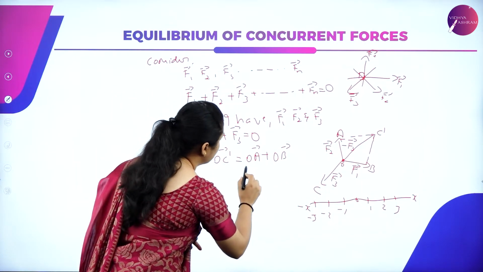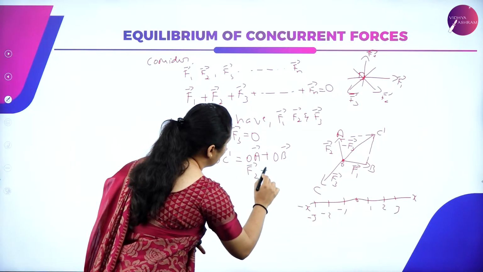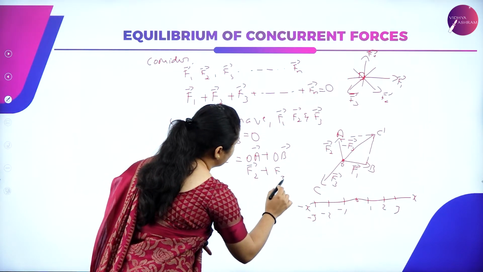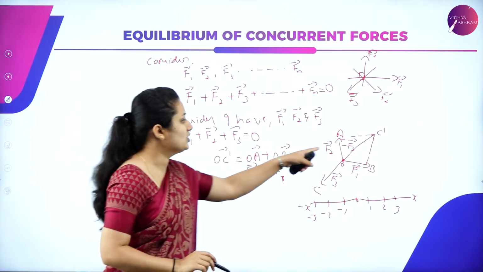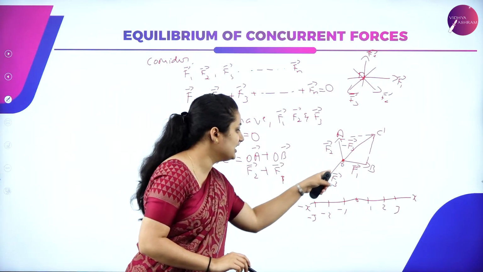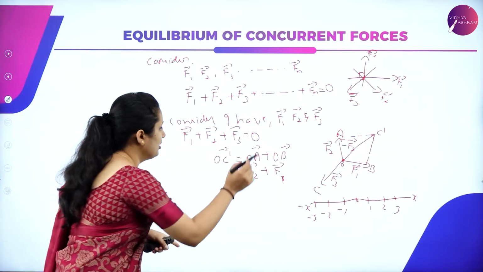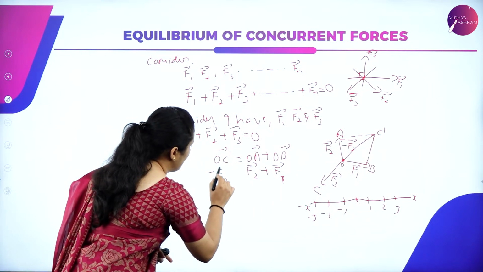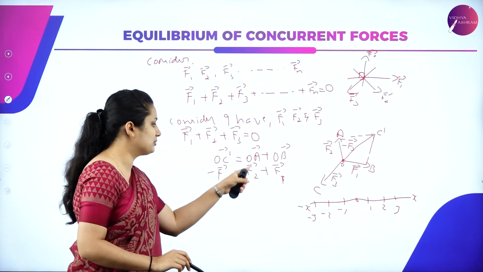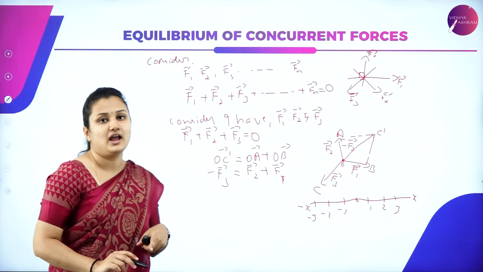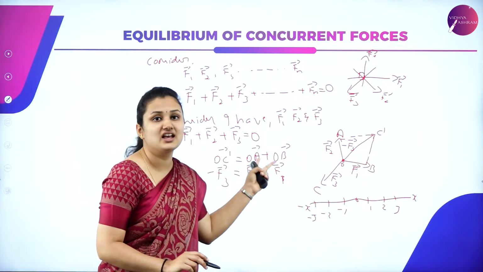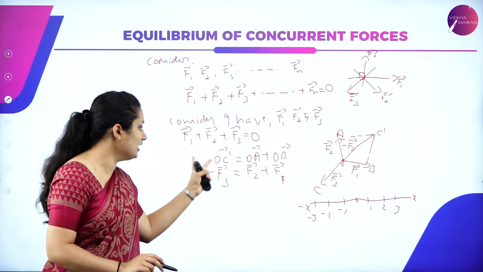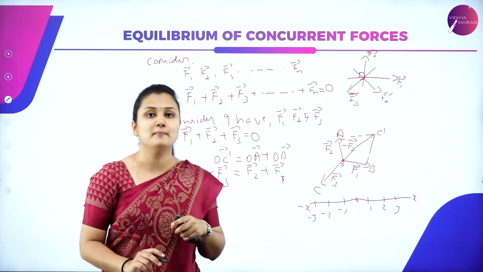OA will be F2 plus F1. Then what is OC dash? OC dash is equal and opposite to OC, but the sign is negative. It will be minus F3. So F1 plus F2 is equal to minus F3. That means two forces are equal and opposite to the third force acting on the particle.